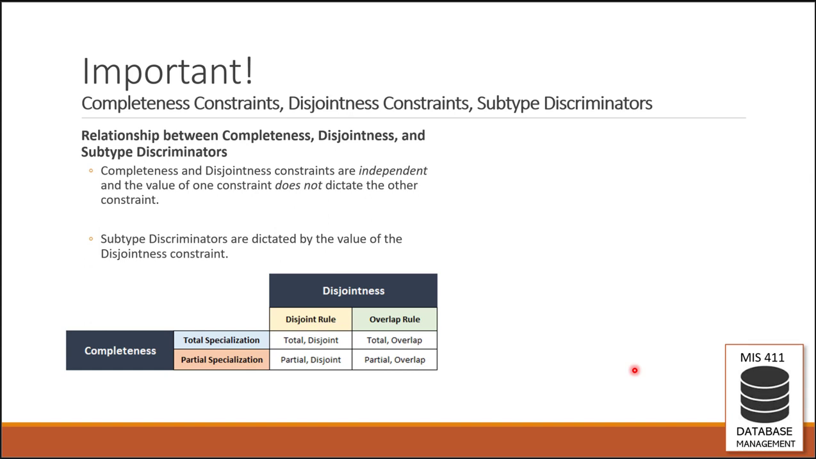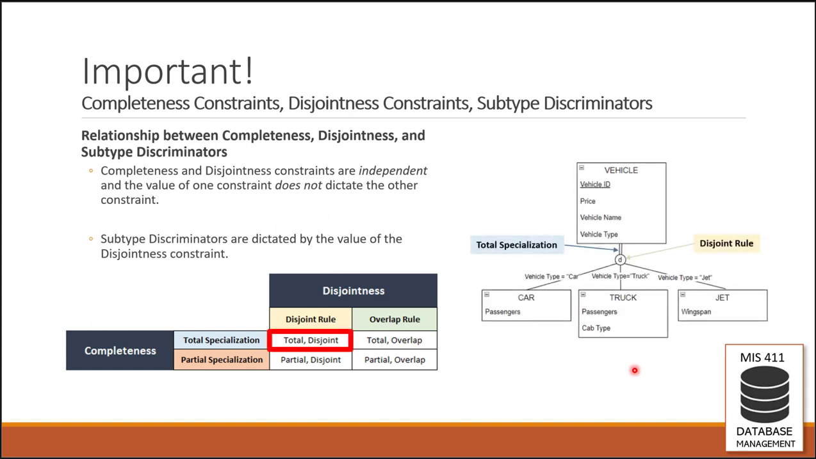So just to really hammer home the point, especially that completeness and disjointness constraints do not dictate each other, let's go through really quickly the different combinations. So we have total specialization, right? And this will also be a way for us to remind ourselves of what the notation is. Total specialization is the double line from the supertype to the circle. Disjoint rule is the lowercase d, okay? Total specialization means that the instance has to be at least one subtype, and the disjoint rule means that it can only be one. It can't be multiple, right?